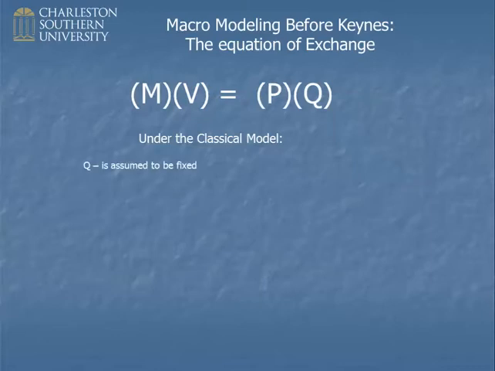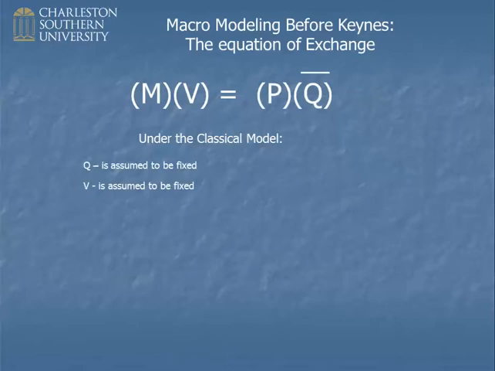So Q is assumed to be fixed, and I'll just indicate that with a little bar over the variable Q in the equation. Then V is also assumed to be fixed because in the classical model they say that V depends in part on the technology of banks to clear the checks, but also on people's preferences for how much money they want to hold.